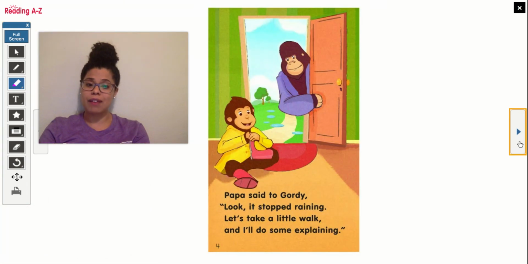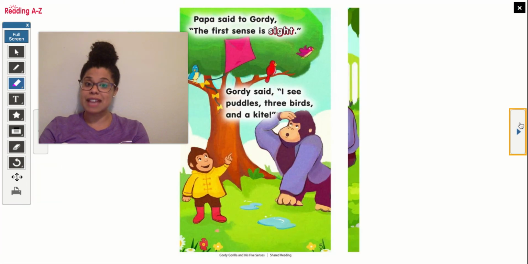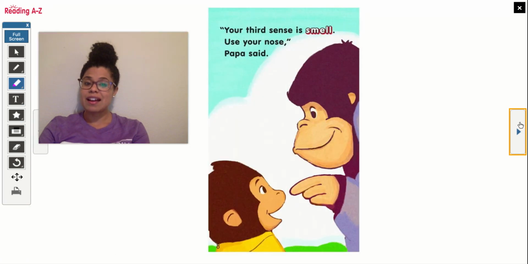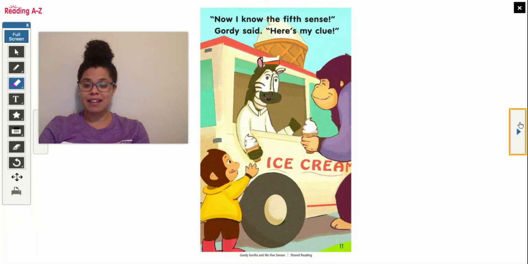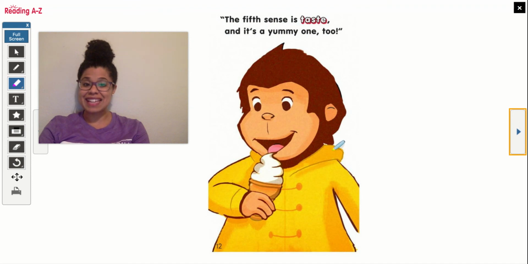I also have a connection with Gordy's sense of taste at the end of the story. For those of you that don't know, ice cream is my favorite. I love ice cream so much. So when I saw Gordy using his sense of taste at the end to eat ice cream, and at the end his face is so happy and his smile is so big because he thinks ice cream is yummy, it reminded me of all of the times that I have eaten ice cream and thought to myself, this tastes yummy.